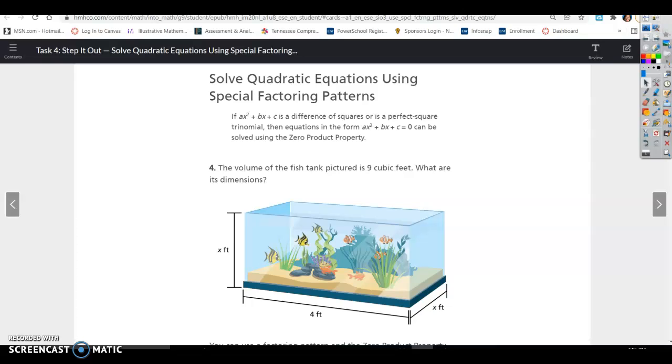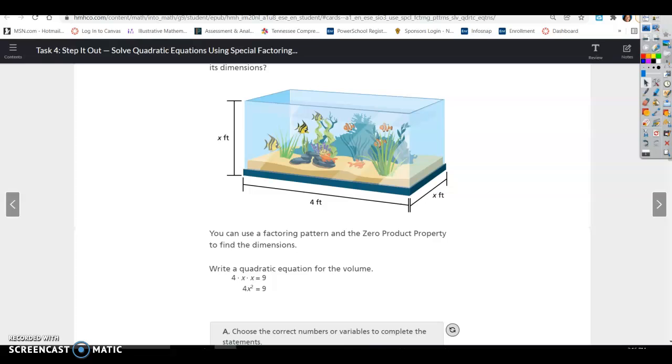All right, the volume of the fish tank pictured is 9 cubic feet. What are its dimensions? You can see that this is a distance of x, this one is a distance of 4 feet, and this one is a distance of x as well.